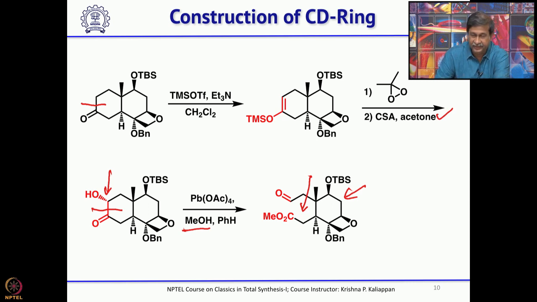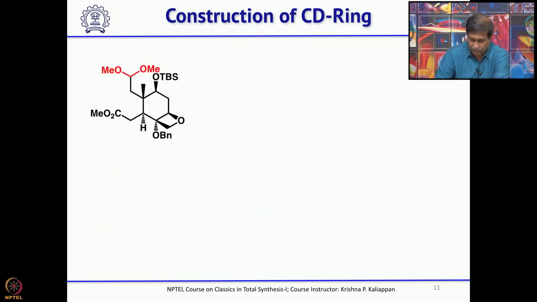So how did he do it? If you look at this, you have a carbonyl group in the form of an aldehyde and another carbonyl group in the form of an ester. One can easily differentiate these two. As you know, the carbonyl group of an aldehyde is more reactive. So that aldehyde is protected as an acetal with methanol and mild acid. So you have protected the aldehyde now.